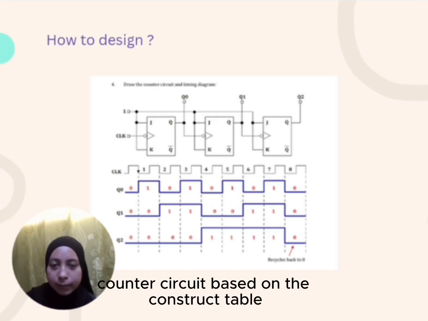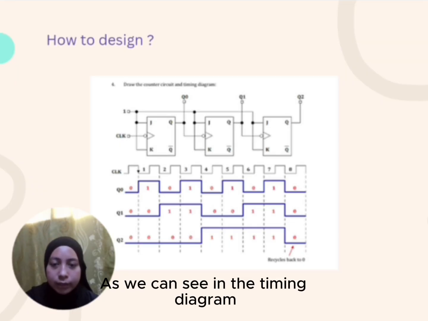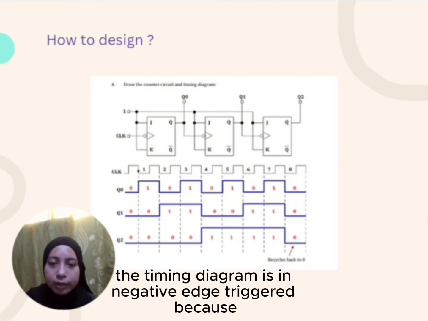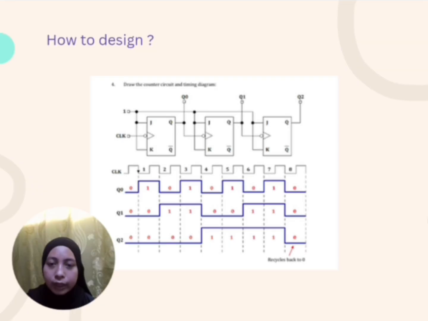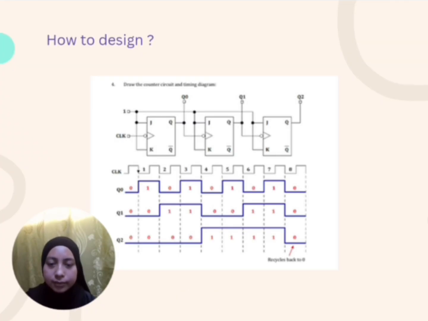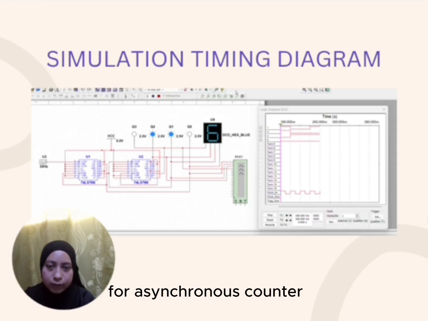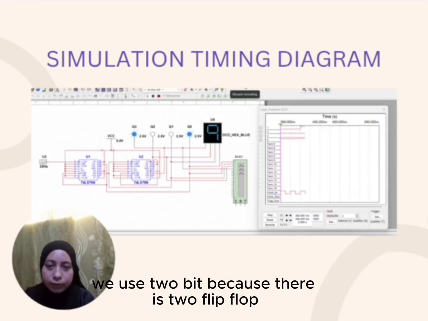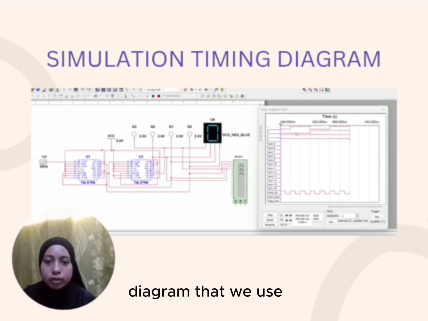So we have to draw a counter circuit based on the constructed table, and as we can see in the timing diagram, the timing diagram is negative edge triggered because when clock changes from high to low, which is 1 to 0, Q0, Q1 and Q2 will change. So this is the simulation timing diagram for asynchronous counter. We use 2-bit because there are 2 flip-flops as you can see in the Multisim that we use.